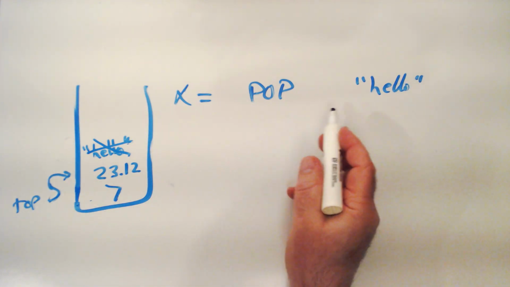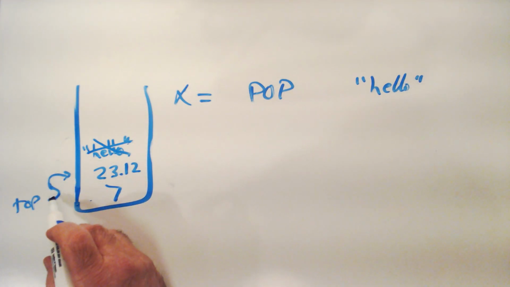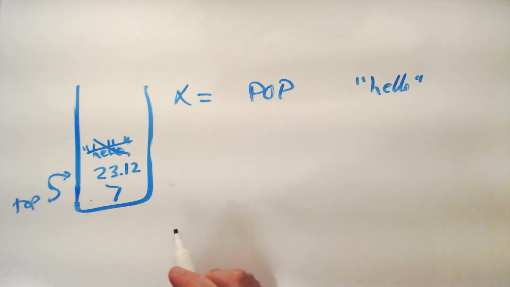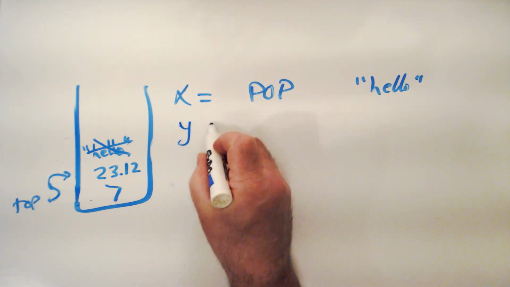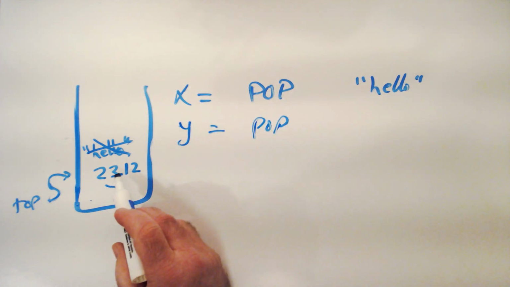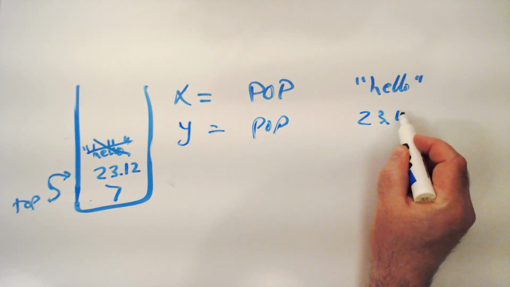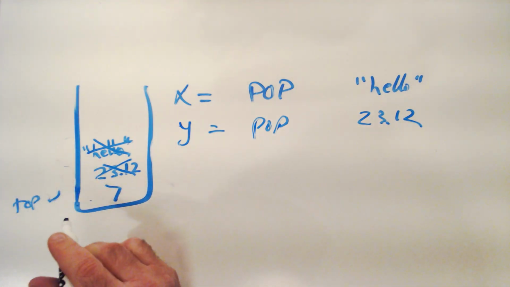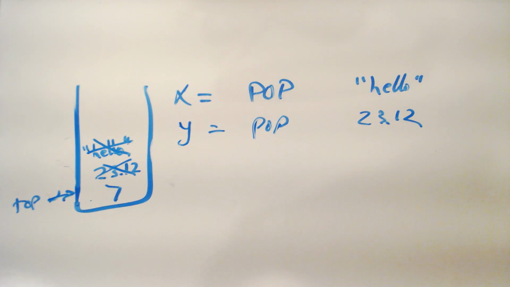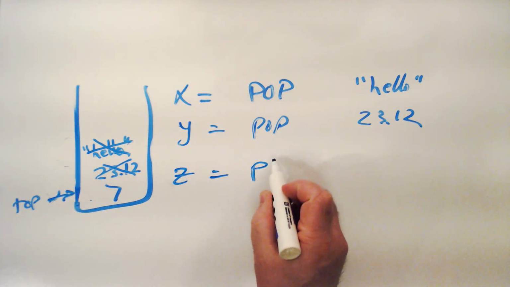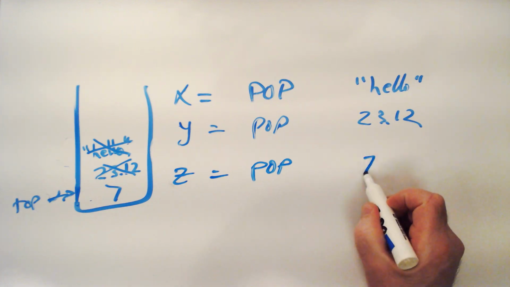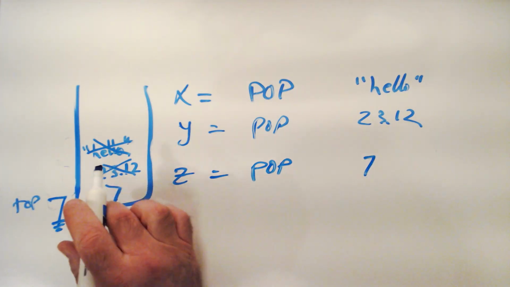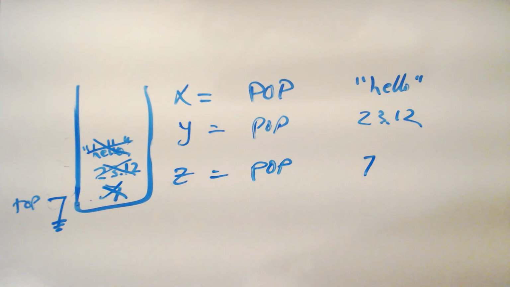And part of removing the hello from the stack includes lowering the top pointer back down to the new top of the stack. So then if I said y equals pop, y would then equal 23.12, because that's what's on the top of the stack right now. It would then remove it, and the new top would be the number 7. z equals pop, it would then equal the number 7. Top would say the stack is empty, the 7 would be removed.